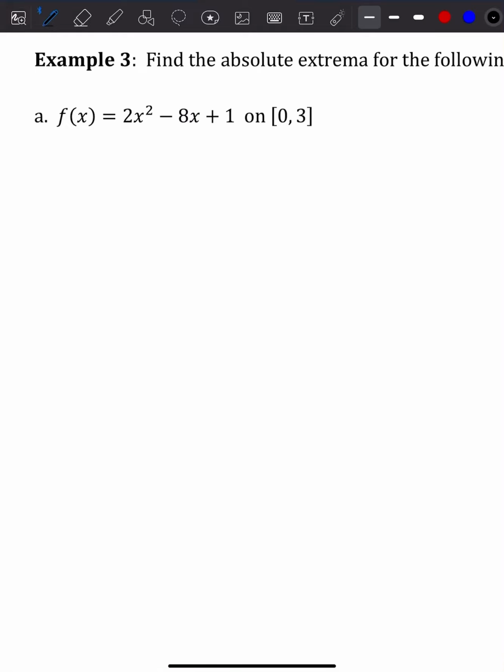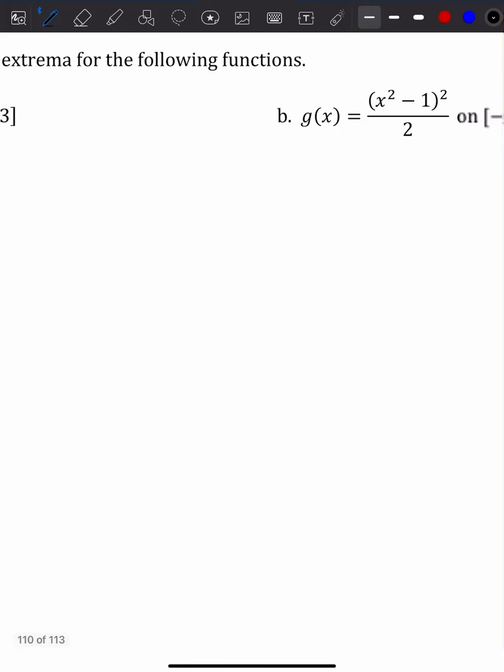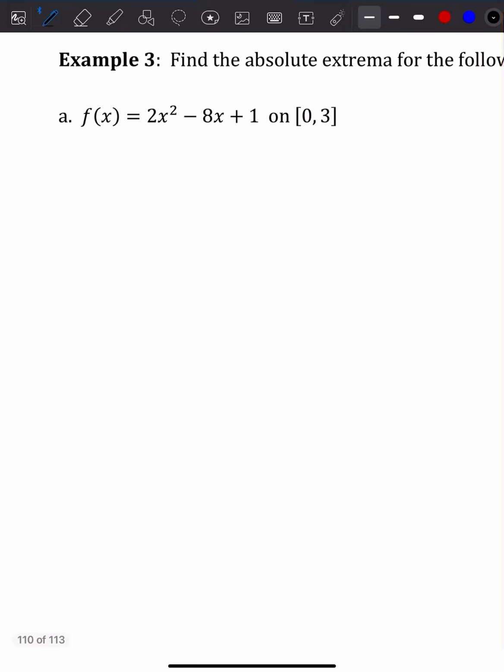Okay, so let's find some absolute extrema. Find the absolute extrema for the following functions. So f of x is equal to 2x squared minus 8x plus 1. We're going to start with f prime of x, which is going to give us 4x minus 8.